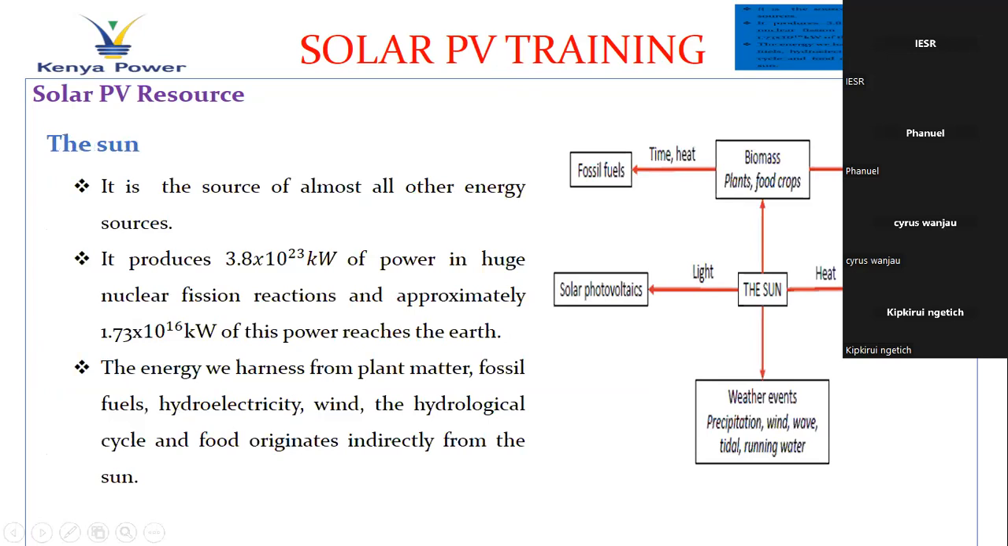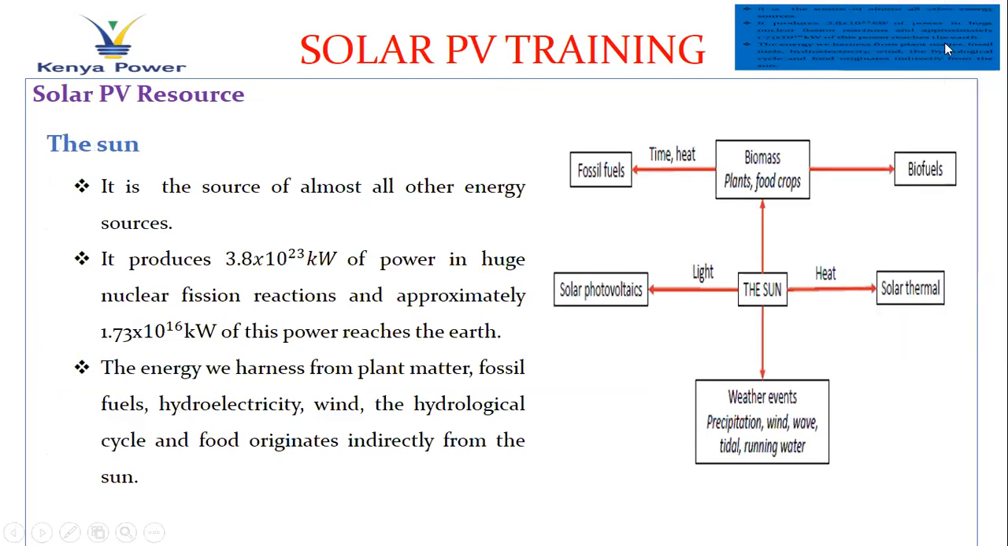Now, if you look at what we have here, we begin with the energy that we get from the sun, and the sun is considered to be the parent source of energy, whereby it has got the potential of generating 3.8 times 10 raised to power 23 kilowatts of power. But not all that power gets to the surface of the earth. Out of that, what reaches the surface of the earth is 1.73 times 10 raised to power 16 kilowatts.